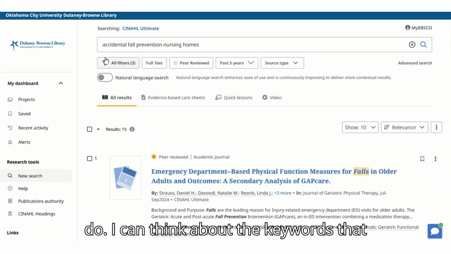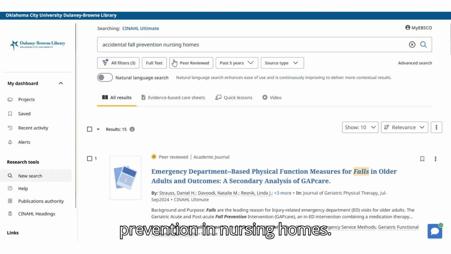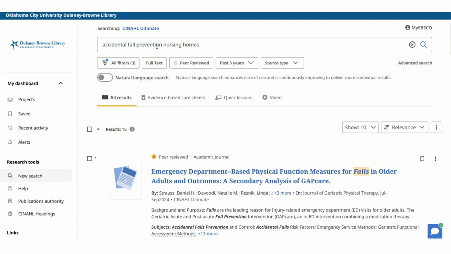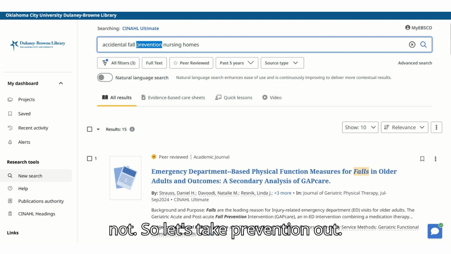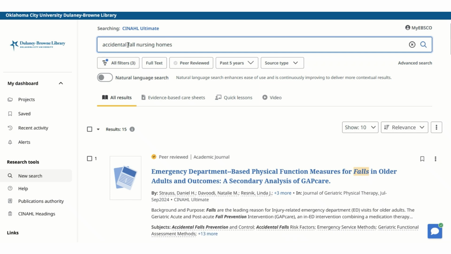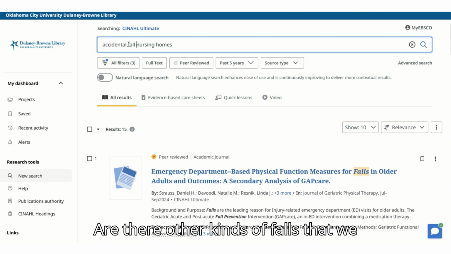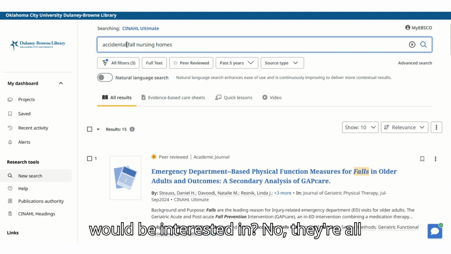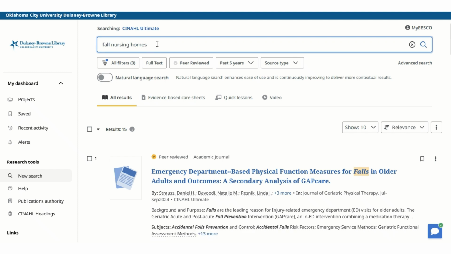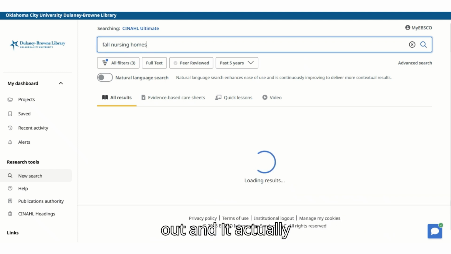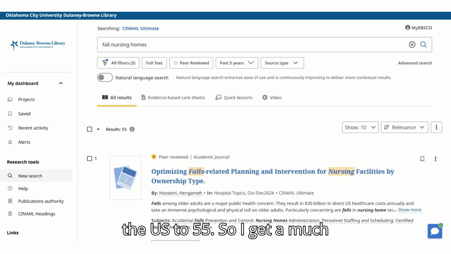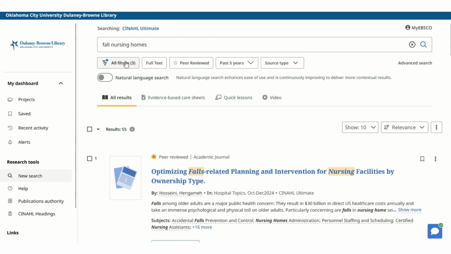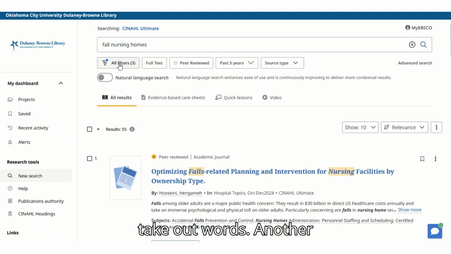I can think about the keywords that I've typed in here: accidental fall prevention in nursing homes. Do we ever want to do something with falls other than prevent them? Probably not. So let's take prevention out. Are there other kinds of falls that we would be interested in? No, they're all accidental. There's not going to be anything else. So I can take those words out, and it actually does help the search. I went from 15 in the US to 55. So I get a much better search without having to eliminate the US practice focus. So that's one thing we can do. We can take out words.